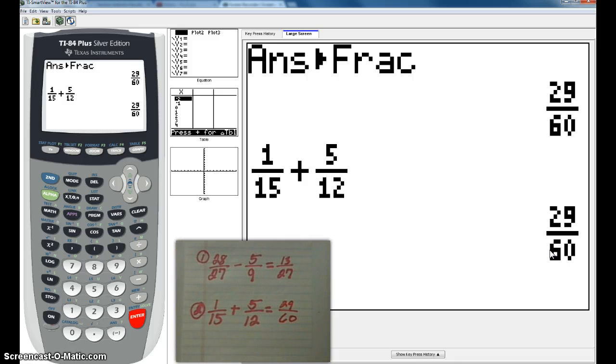And that is all you need to do to add or subtract fractions in your calculator.